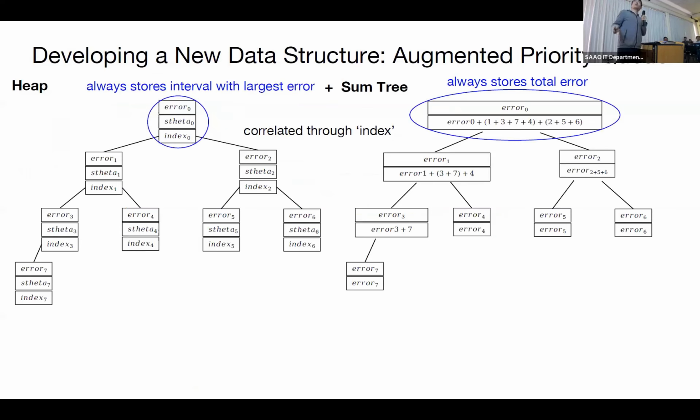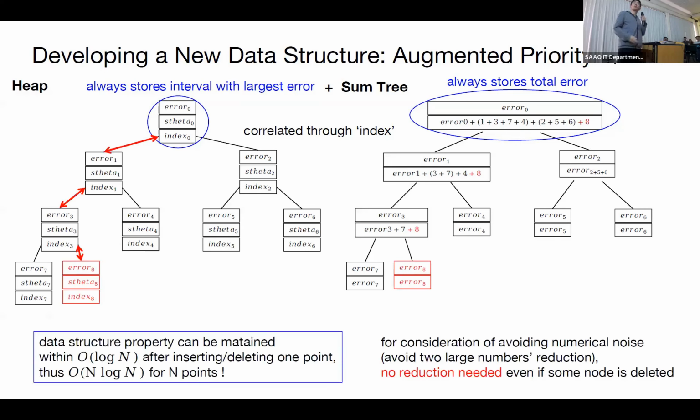So how do we do that? We devise a new data structure called the augmented priority queue, and it consists of two parts. First is the heap, and second is the sum tree. The two trees are correlated through the index attribute of the first part. For the root nodes, this root always stores the interval with the largest error, and this root always stores the total error. So it's very easy to access them.